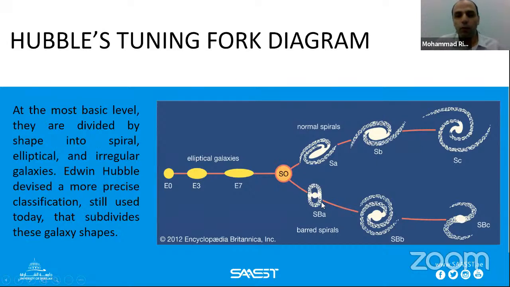The same thing for SB. The capital B here comes from bar. So some galaxies, some spirals, sorry, show a little bit of eccentricity in the bulge, in the nucleus. So this eccentricity looks like a bar or stick. That's why we call it SB, SBa, SBb, SBc, and so on.